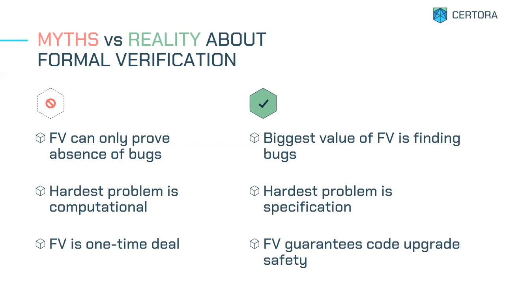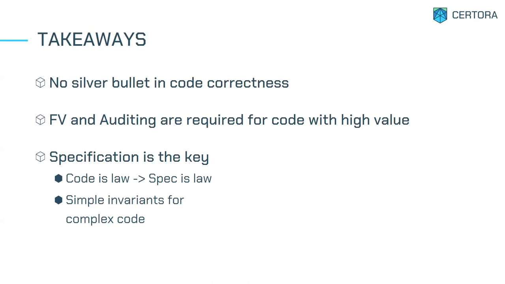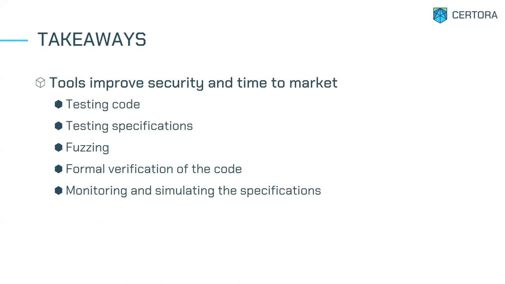So maybe almost the last point: there is no silver bullet for code correctness, and formal verification and auditing are both required. What we think formal verification brings to the play is the specification, the ability to change the paradigm from code is law to spec is law, and writing specs that people can read, critique and review, for example invariants or correctness rules like Hoare triples. And finally, the tooling, and that's what Certora loves to do, to develop tools. At the moment we are focusing on formal verification, but we can think of testing, monitoring, and others. These are tools which improve correctness. So thank you for your time, and I'd love to take some questions.